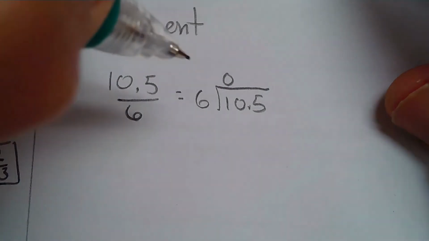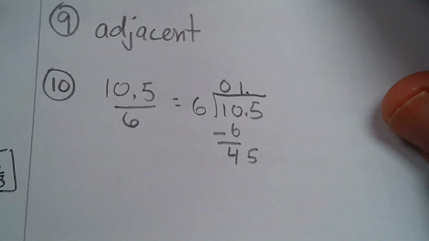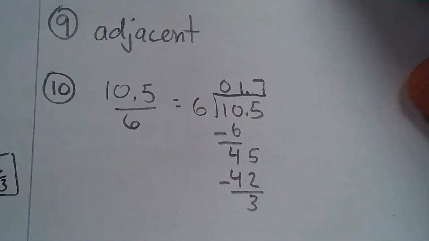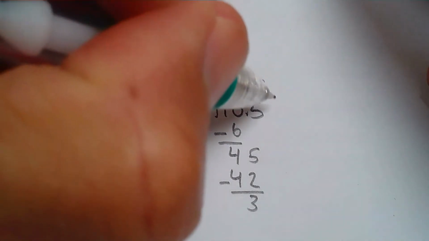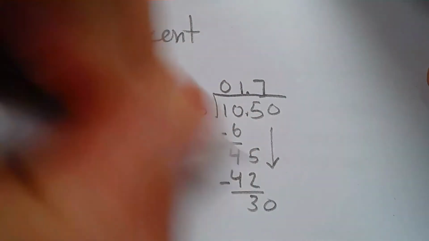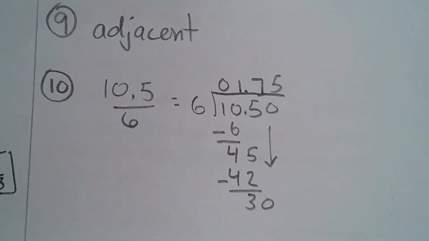6 doesn't go into 1, but it goes into 10 one time, which is 6. That's 45 after bringing down the 5. The decimal goes there, and 6 goes into 45 7 times, which is 42. And that's 3. I can go another 0. Bring down the 0. 6 goes into 30 5 times. So it's 1.75. That equals 1.75 feet.